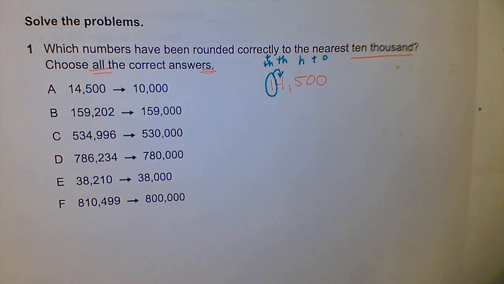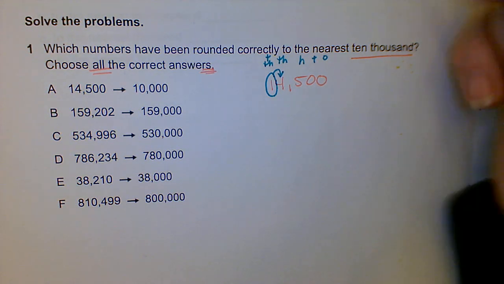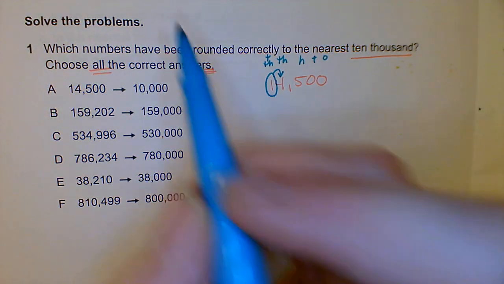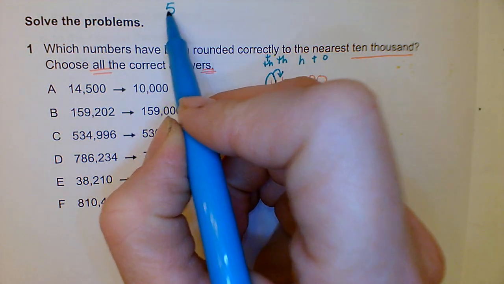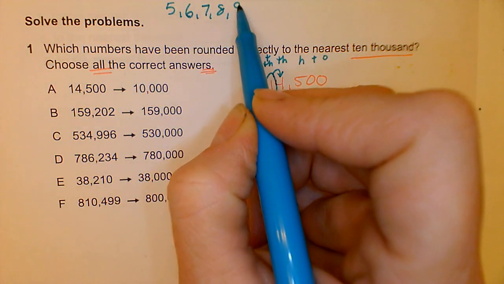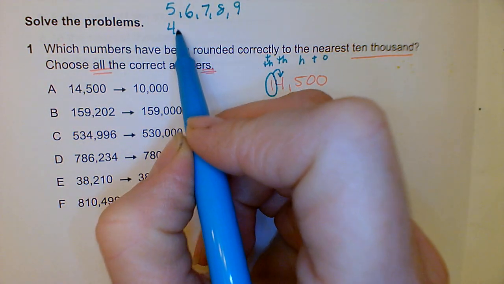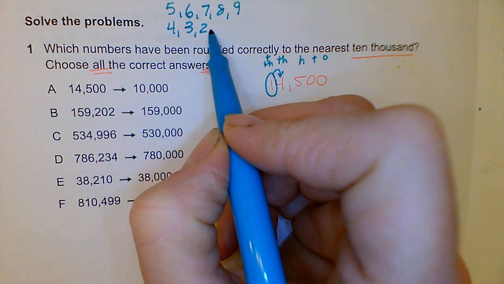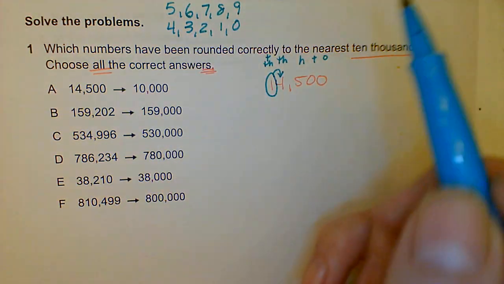Remember our rule, 5 or more, raise the score, 4 or less, let it rest. Remember when we're doing 5 or more, raise the score. That means that we have 5, 6, 7, 8, and 9. 4 or less is 4, 3, 2, 1, 0.